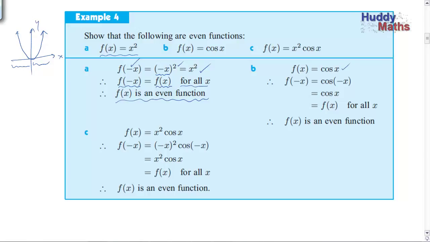Let's do cos x. So what do you start with? Sub in neg x into your function. Here it is here, do it carefully. And then the cos of neg x is equal to the cos of x. Right, so that's a property of cosine.